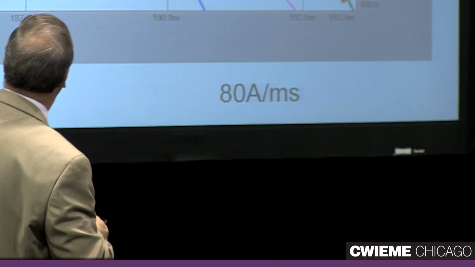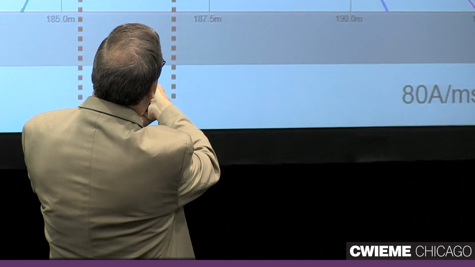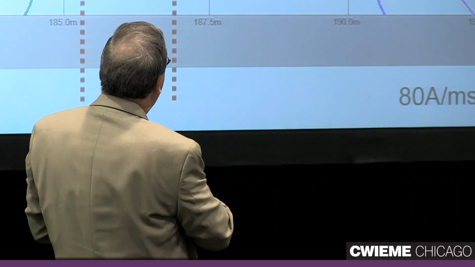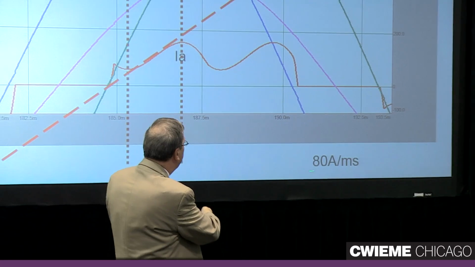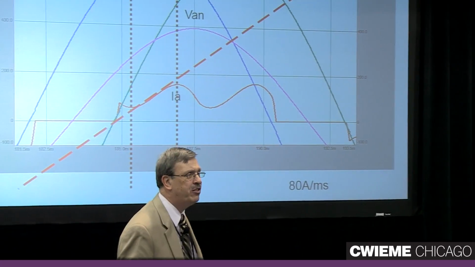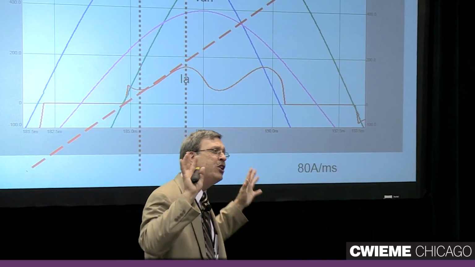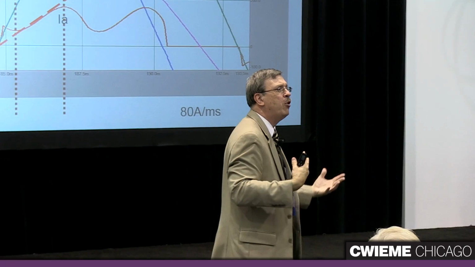So again, if we zoom in on here, we see, again, it rises while the line-to-line voltage exceeds the capacitor voltage, but it doesn't rise as fast. The rate of rise here, instead of being 400 amps per millisecond, is only 80 amps per millisecond because of the inductance that's in the circuit. So we've changed the shape of the waveform simply by changing the components that are in that circuit.